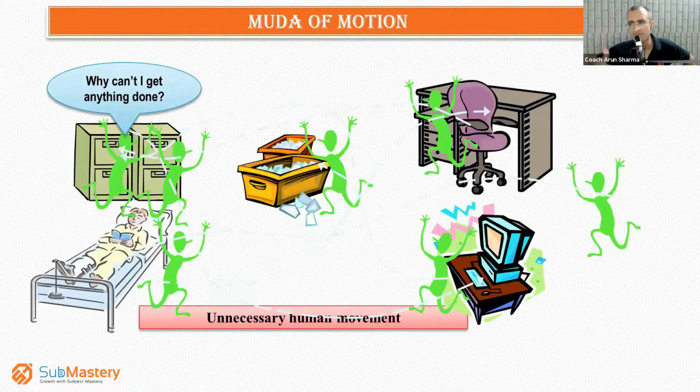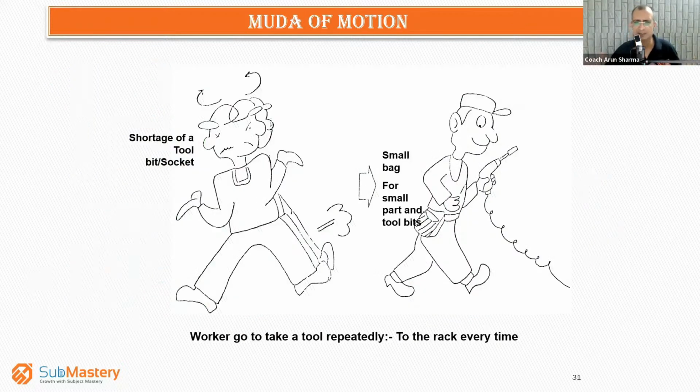Next, M, motion: unnecessary movement of hands, unnecessary movement of steps. I'll give you an example. Look at this. Every time, the worker is running here and there to get the tool, repeatedly to the rack all the time. That's a MUDA of motion.